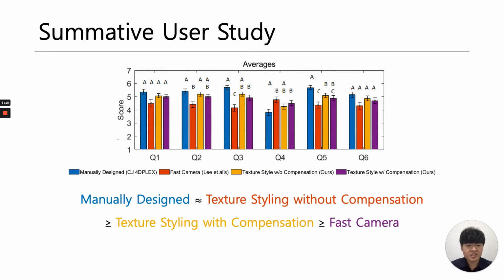The 2 motion effects of our algorithm showed better performance than the fast camera motion for most metrics. This result supports that our approach is successful for enhancing viewer experiences. However, the motion effects of our algorithm could not outperform the manually designed one.